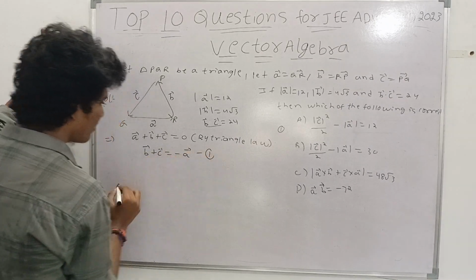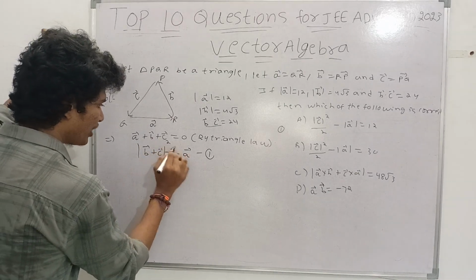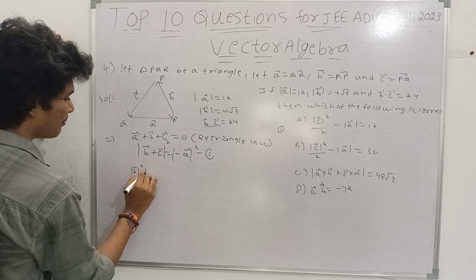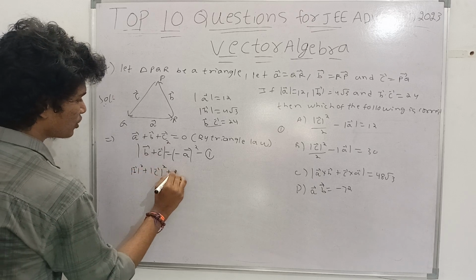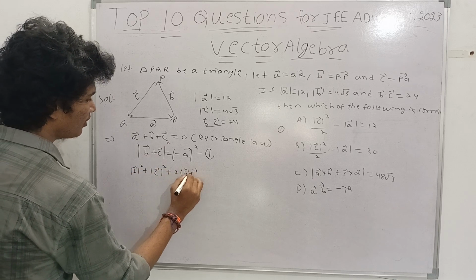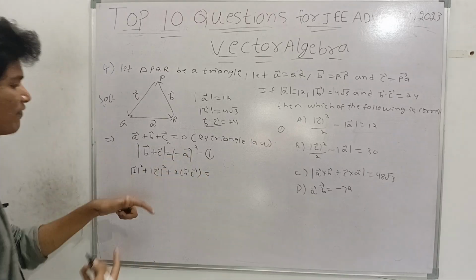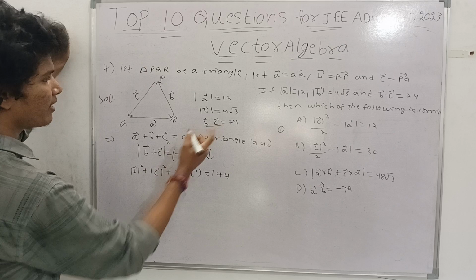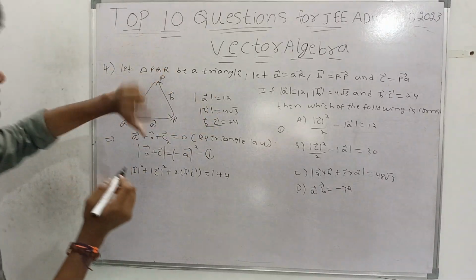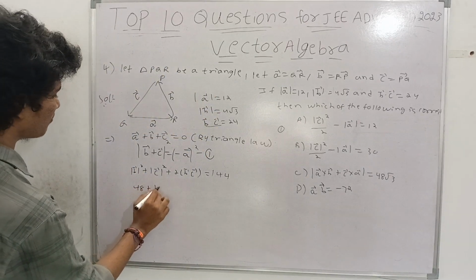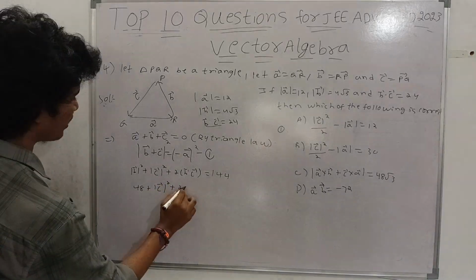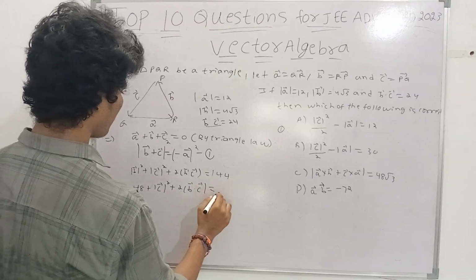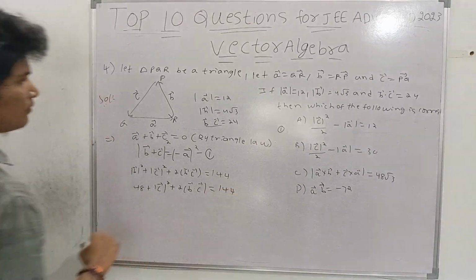This is the first step, and the second step is taking the magnitude and squaring: magnitude of B vector square plus magnitude of C vector square plus 2 times B dot C equal to magnitude of A square. What is magnitude of A square? It is 12 square, that is 144. And what is B square? It is 4 square times 3, 16 times 3 is 48. So 48 plus mod C square plus 2 times B dot C equals 144.